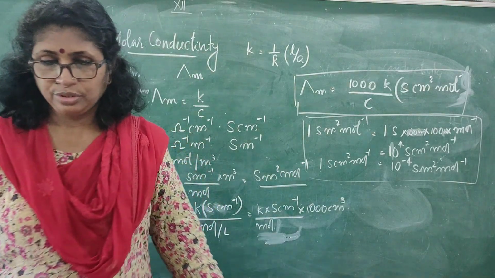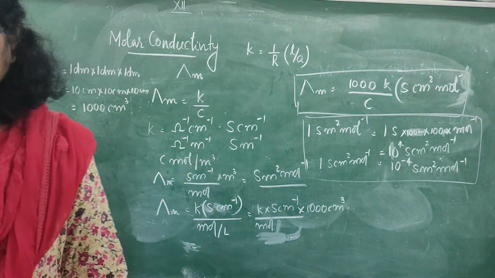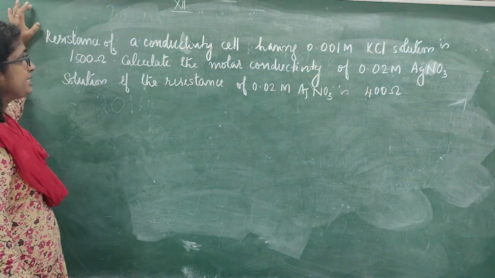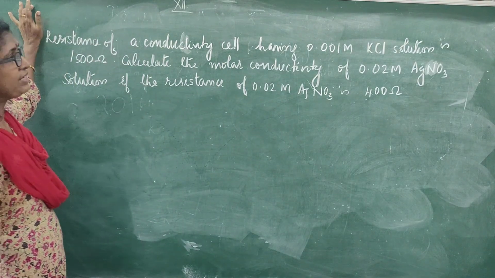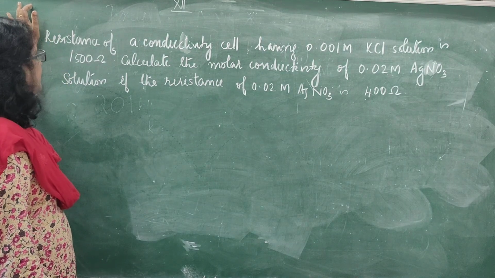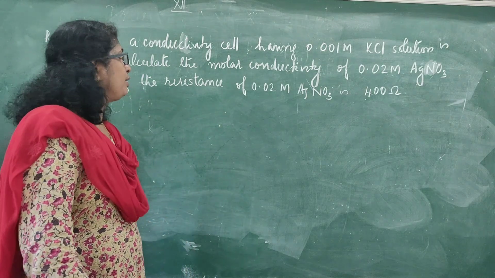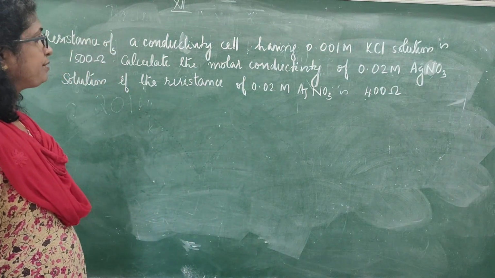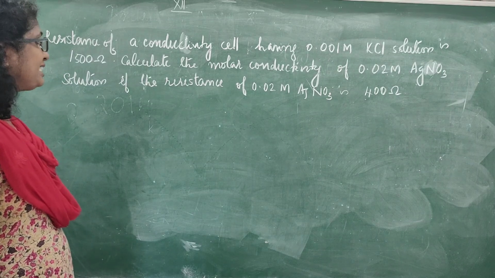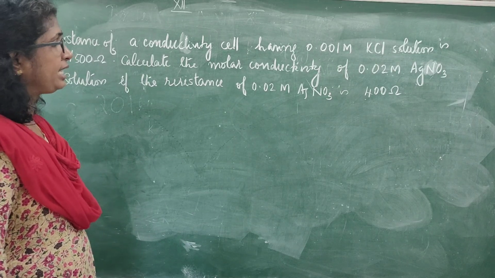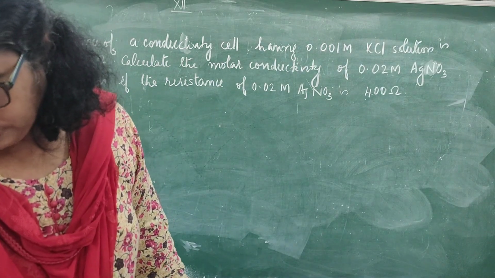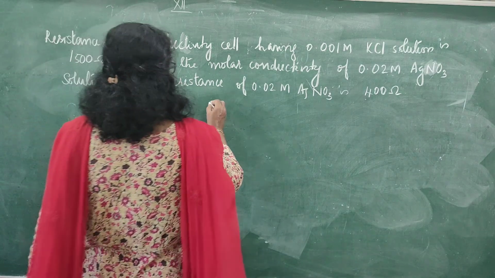If you want to convert, you can use this. Now we are going to do some calculations. So now the question is, the resistance of a conductivity cell having 0.001 molar KCl solution is 1500 ohm. You will calculate the molar conductivity of 0.02 molar AgNO3 solution if the resistance of 0.02 molar AgNO3 is 400 ohm.